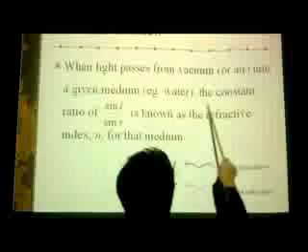Refractive index. When light passes from vacuum or air into a given medium such as water, the constant ratio of sine of the angle of incidence over sine of the angle of refraction is known as the refractive index. And for that medium, n is equal to sine of the angle of incidence over sine of the angle of refraction. See? I'm right. Well, I just guessed that.